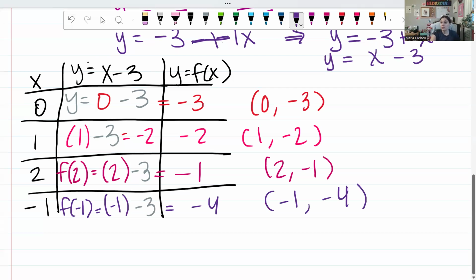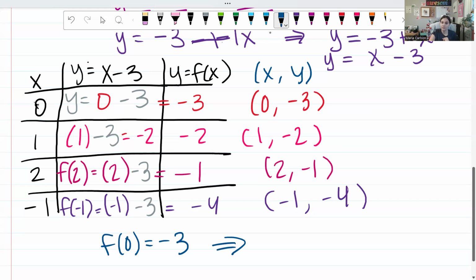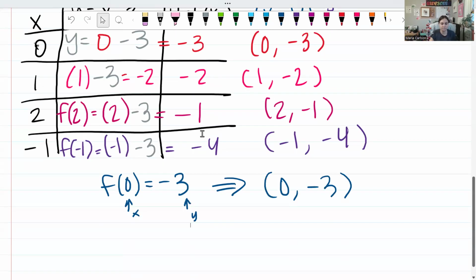So these are 4 points of x, y values that satisfy this equation, that work for this function. So I know that f of 0 is -3. That's a point on the line (0, -3). So function notation really is just another way of looking at what our input or our x values are and what our output or our y values are.